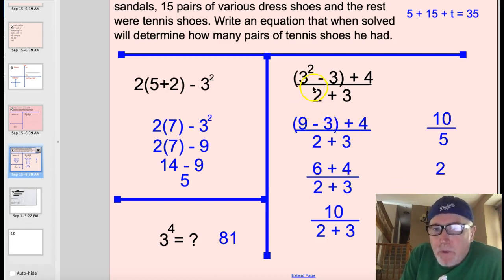All right. This one, tough. Do everything in the top, do everything in the bottom, and then we'll divide. So up top, got to go inside the parentheses. When you get inside the parentheses, you have to do the exponent first. So 3 squared is 9 minus 3 plus 4. And we still have to stay in the parentheses, and 9 minus 3 is 6 plus 4. Now we can add, we've got 10. Down in the bottom, we just have 2 plus 3. So now we have 10 over 5, or 10 divided by 5, which is 2.